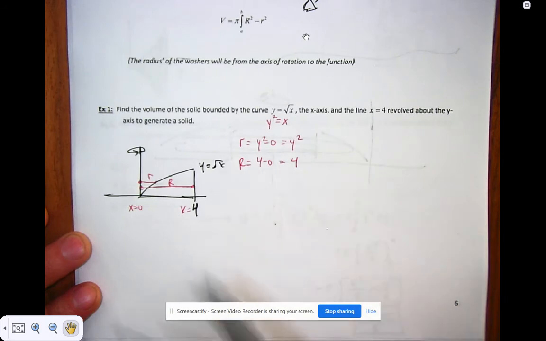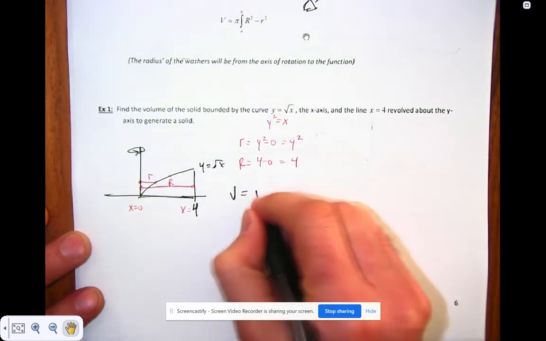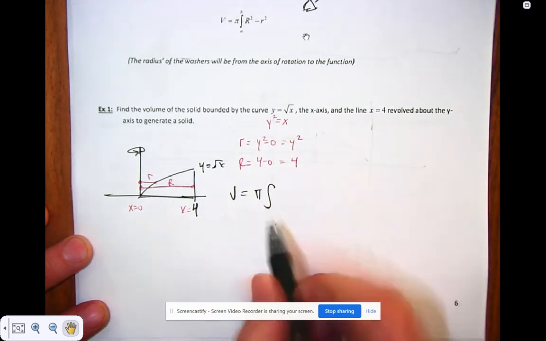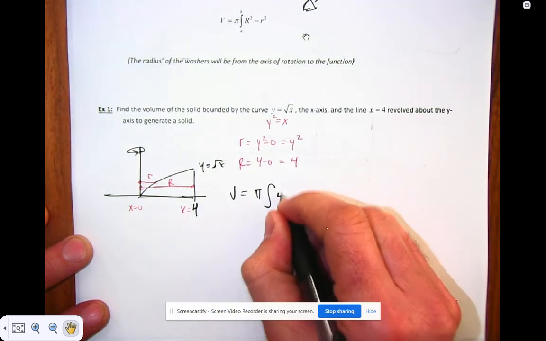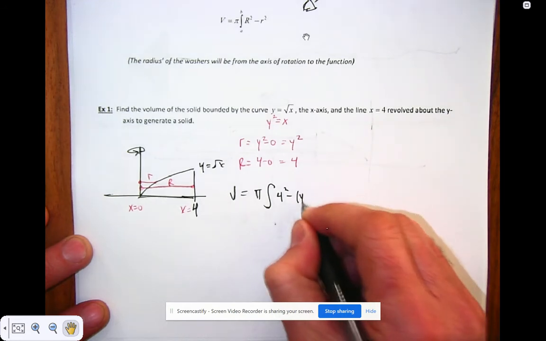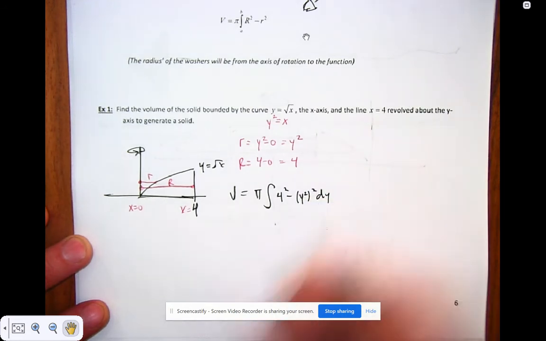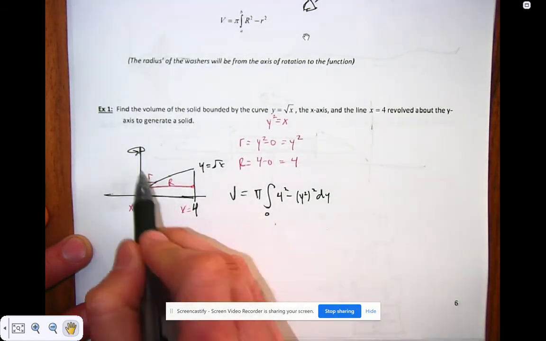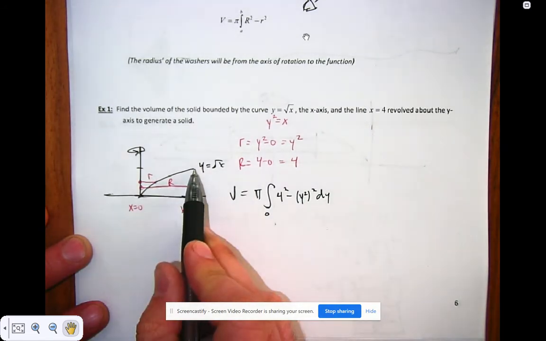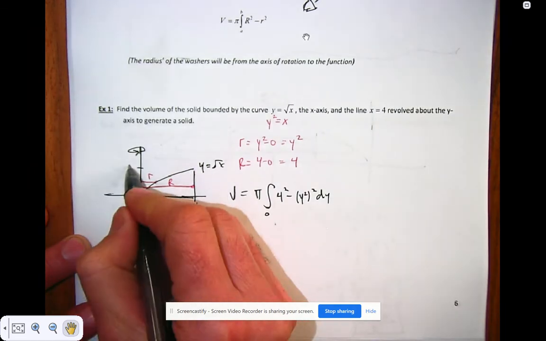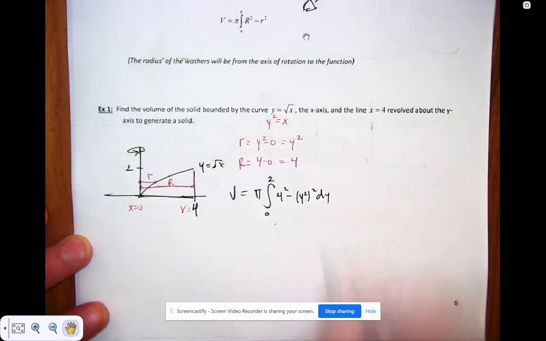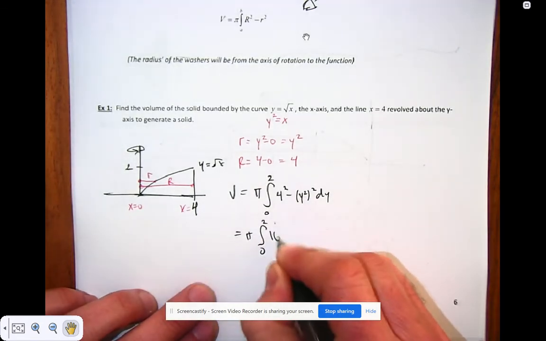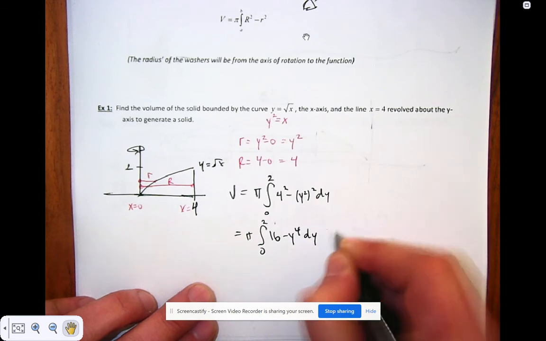After you get your r's, your volume is pi times the integral. Again, there's pi because we're dealing with circles. Pi times capital R squared, which is 4 squared, minus little r squared, which is y squared squared, dy. Everything's in terms of y. What's our lowest y value? 0. What's our highest y value? When x is 4, the square root of 4 would be 2. So I go from 0 to 2. Pi integral 0 to 2 of 16 minus y to the 4th dy.